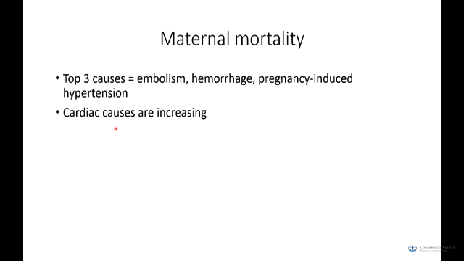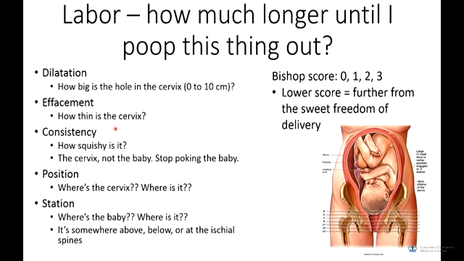Okay, bummer of a slide. Maternal mortality. Top 3 causes are embolism, hemorrhage, and pregnancy-induced hypertension, but it was mentioned in lecture that actually cardiac causes are increasing. So labor, also known as how much longer until I get to poop this thing out.